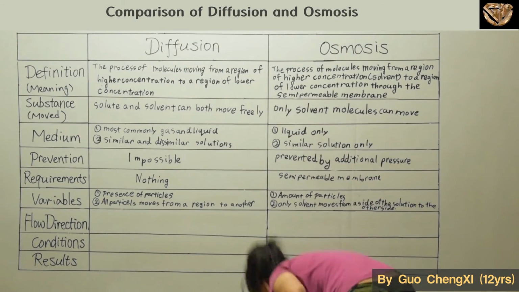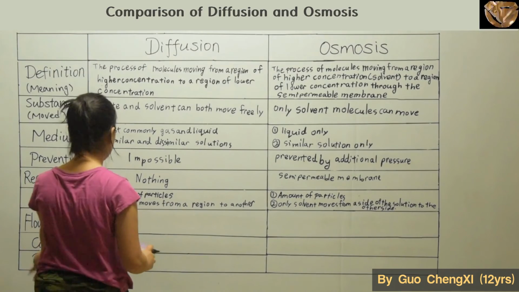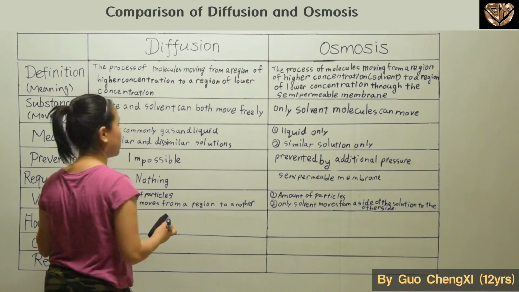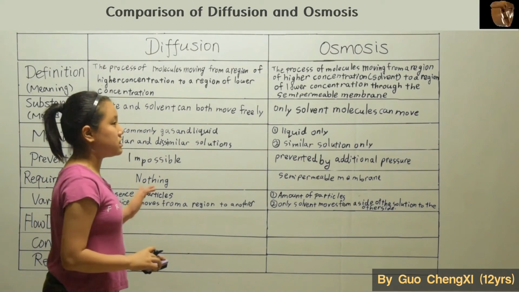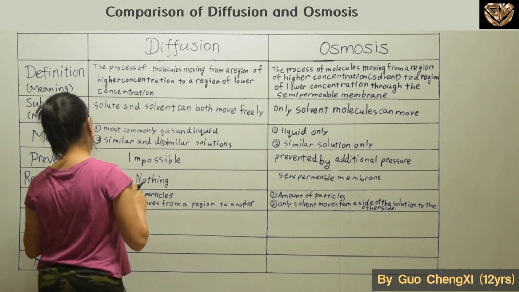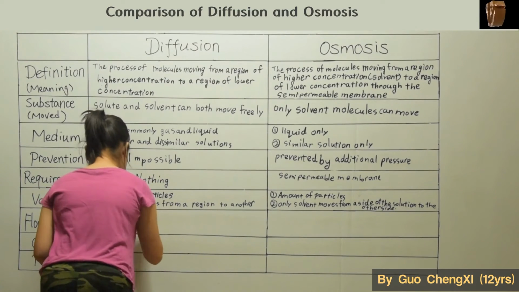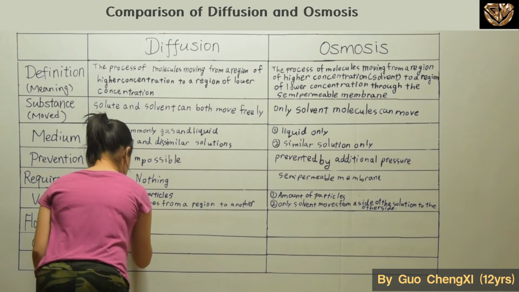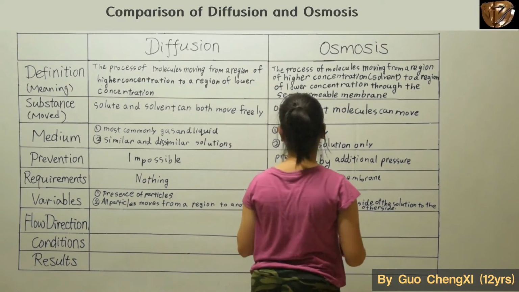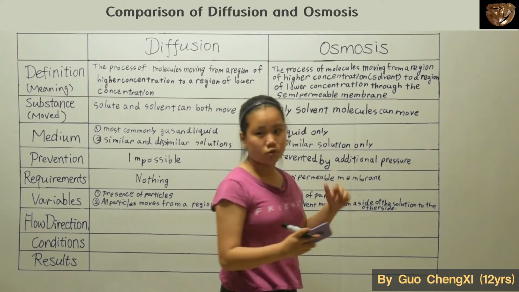Okay, so for diffusion, first is that the presence of the particle affects the diffusion. Second is that all of the particles will move from one region to another. And what I mean by that is not necessarily that literally all of the particles move. It's all types of it. While on the other hand, for osmosis, only the solvent moves from one side of the solution to the other side.